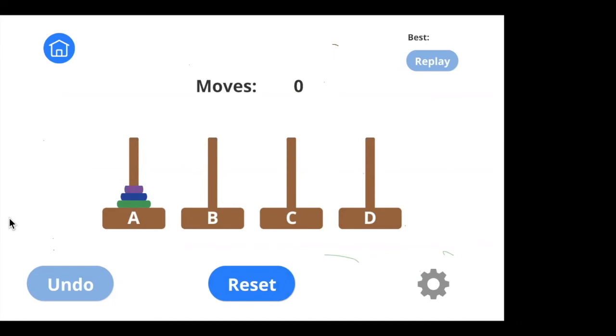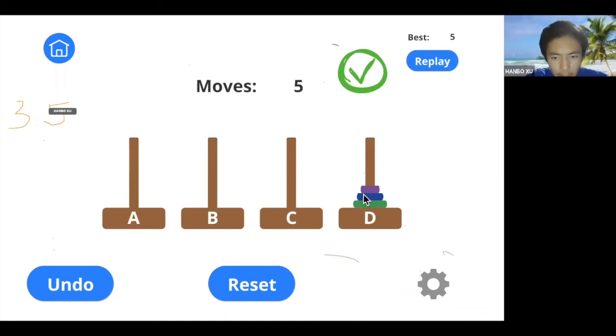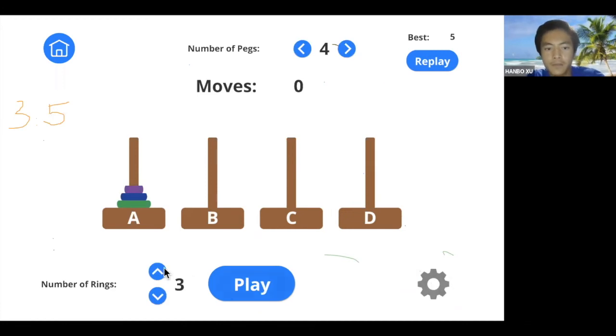Okay, so purple ring to C, blue ring to B, green ring to D, blue ring to D, and purple ring to D. Great, you got it. And that was pretty straightforward. So why don't we try 4 rings? All right.